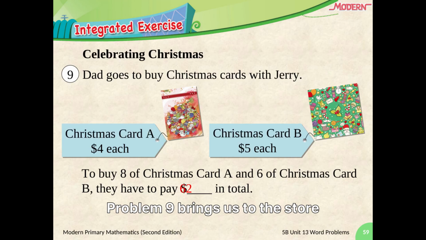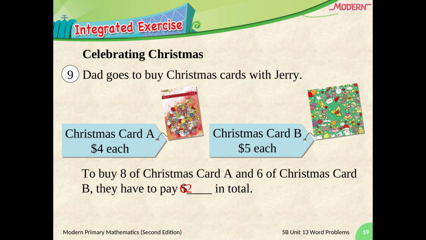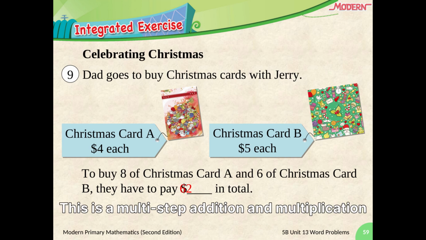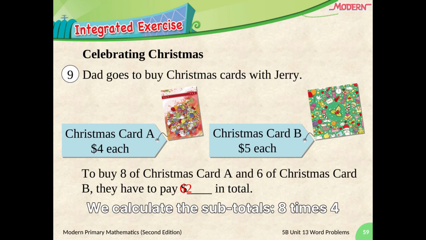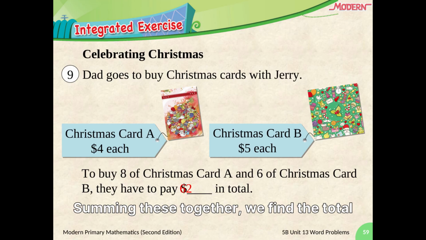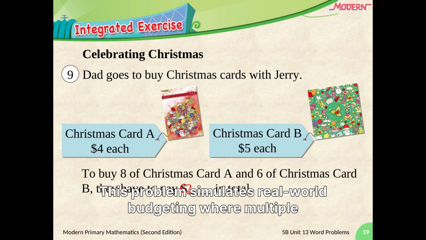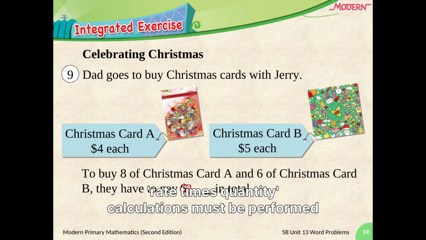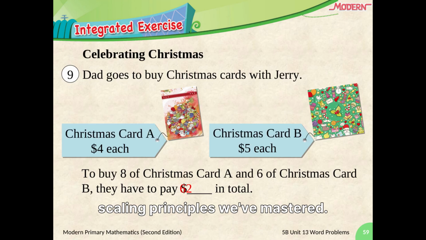Problem 9 brings us to the store for some Christmas card shopping. We have 2 different products with 2 different unit prices. This is a multi-step addition and multiplication problem. We need 8 cards of type A at $4 each and 6 cards of type B at $5 each. We calculate the subtotals. 8 times 4 is 32, and 6 times 5 is 30. Summing these together, we find the total is $62. This problem simulates real-world budgeting where multiple rate times quantity calculations must be performed and aggregated. It's the ultimate practical application of the scaling principles we've mastered.